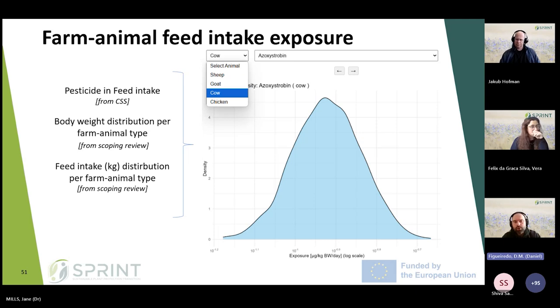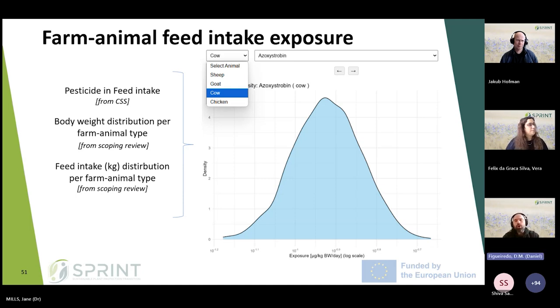And in this case, what you're seeing in this illustration is a density plot outcome of dietary exposure, in this case feed intake exposure on the x-axis, for cow and azoxystrobin. We then compared all calculated exposures with health-based guidance values, most of them derived from the no adverse effect levels for mammals, and birds in the case of chicken.